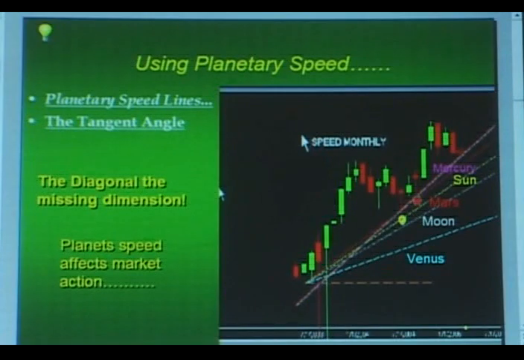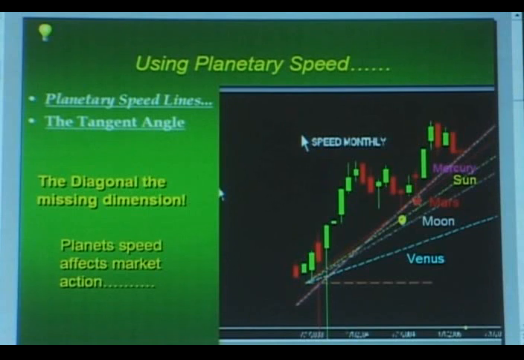Planetary speed lines, the tangent angle. This is the diagonal, or what I call the missing dimension. Planets' speed affects markets' action. So as you can see in this illustration, if you follow these lines, the pink one being Mercury, there's the support of Mercury. Here's Mercury and Mars, red and pink together. And then this line would be the Sun. Didn't come down to that support. This line out here is the Moon, and this line way down here is Venus. You would be able to see the relationships between the planets and their speed and how they affect price. So again, quite a unique, rare concept.